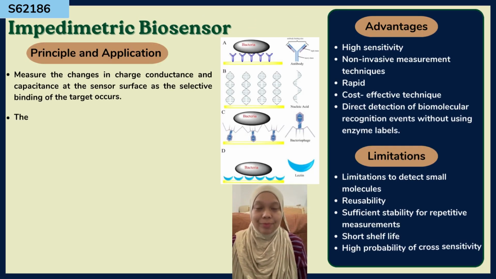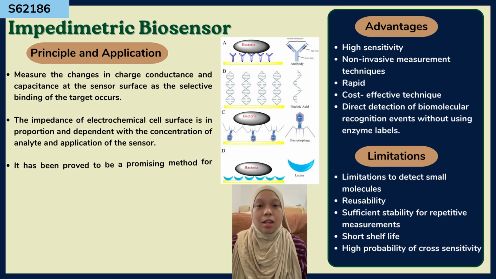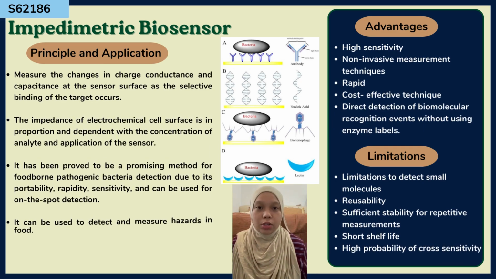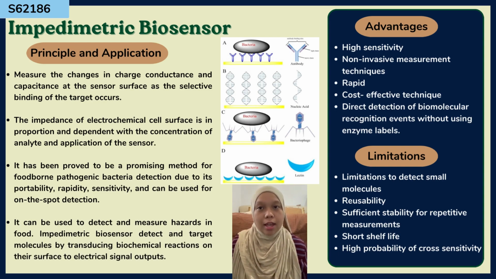Impedimetric biosensors. Impedimetric biosensors measure the changes in charge conductance and capacitance at the sensor surface as the selective binding of the target occurs. The impedance of the electrochemical cell surface is investigated in impedance spectroscopy, which is proportional to and dependent on the concentration of analyte and application of the sensor. It is an ideal tool for observing the dynamics of biomolecule interactions.